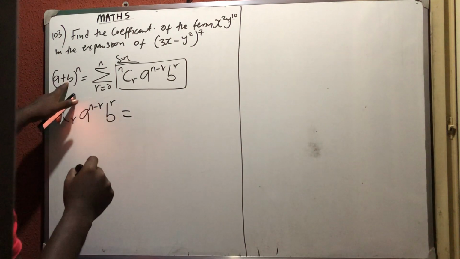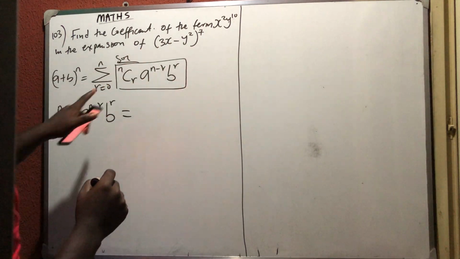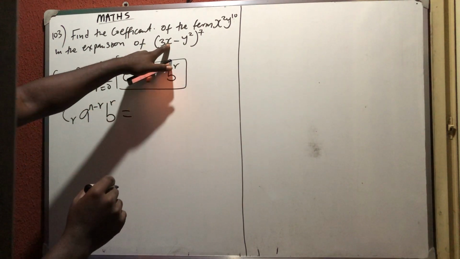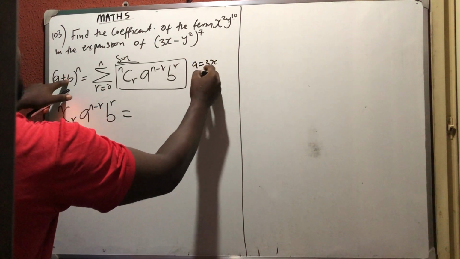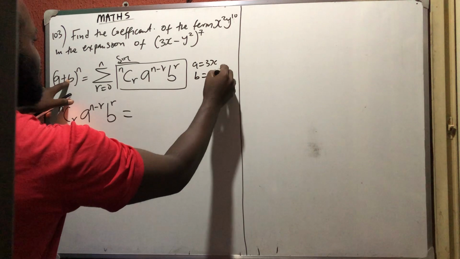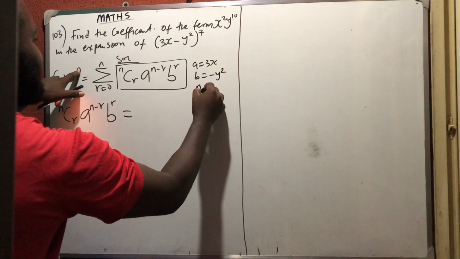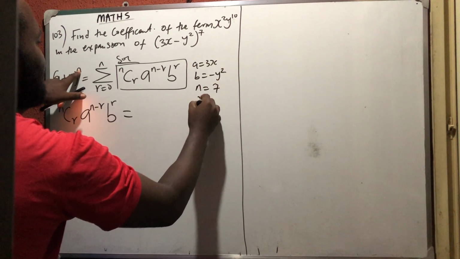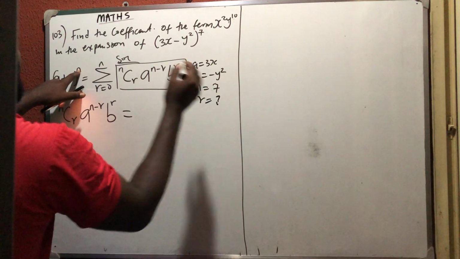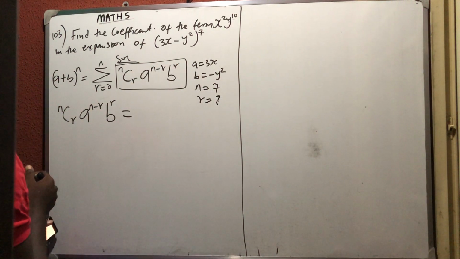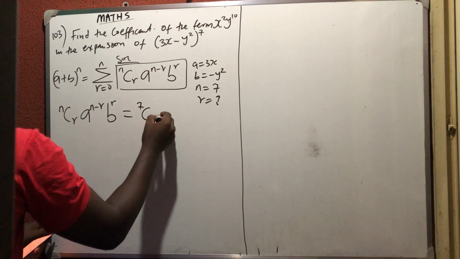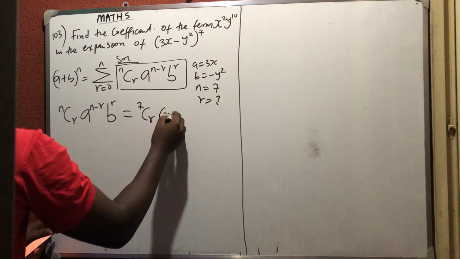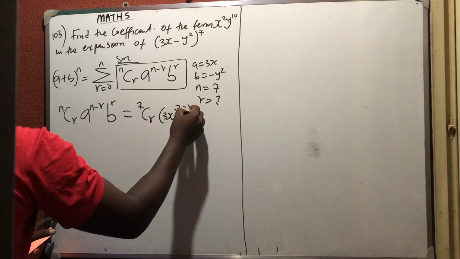Now if you compare this one with this, you will see that my a is equal to 3x, my b is equal to minus y squared, and my n is equal to what? 7. But I don't know my r. My r is what I'm looking for. So let us substitute it here. We have what? n is what? 7 combination r. Then I have 3x all raised to power what? 7 minus r.